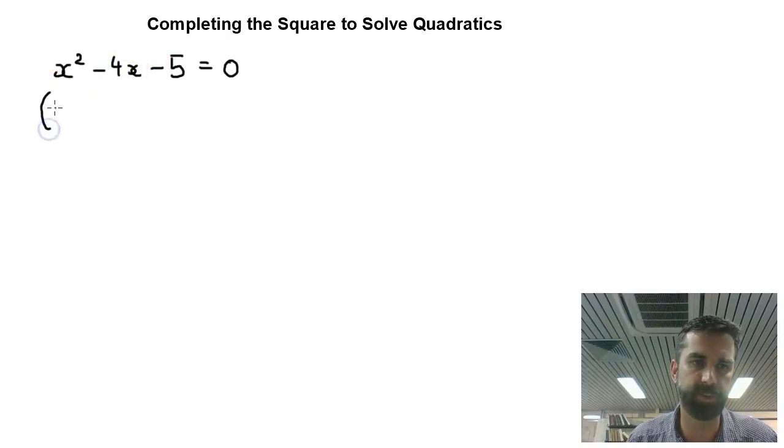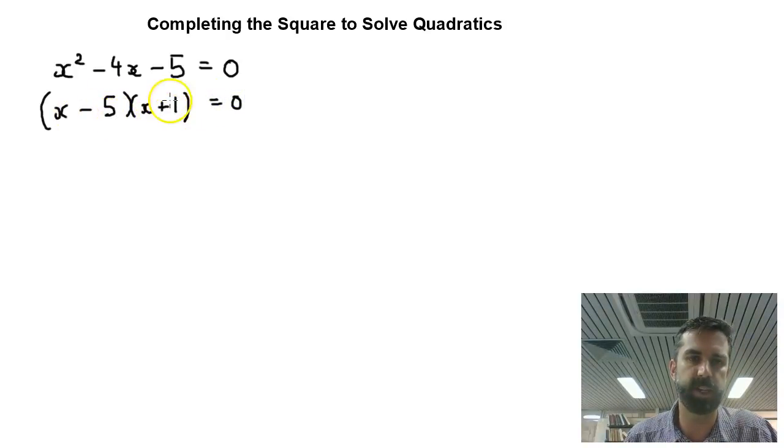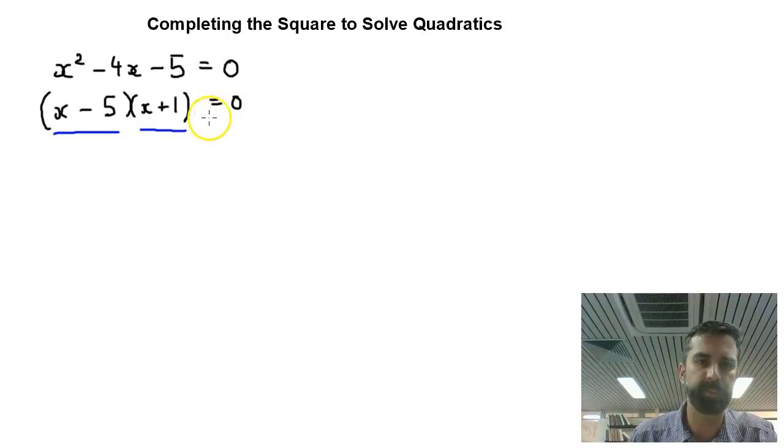Well, in this case, if we were factorising that, we would make that (x - 5)(x + 1), because we know that negative 5 multiplied by 1 is negative 5, and negative 5 plus 1 is negative 4. So we're able to factorise that, and then we use what we call the null factor law to say, well, if these two brackets multiplied together equal 0, then one of those two brackets has to equal 0. That's the only way that's possible. So what we say then is that x equals 5 or negative 1.